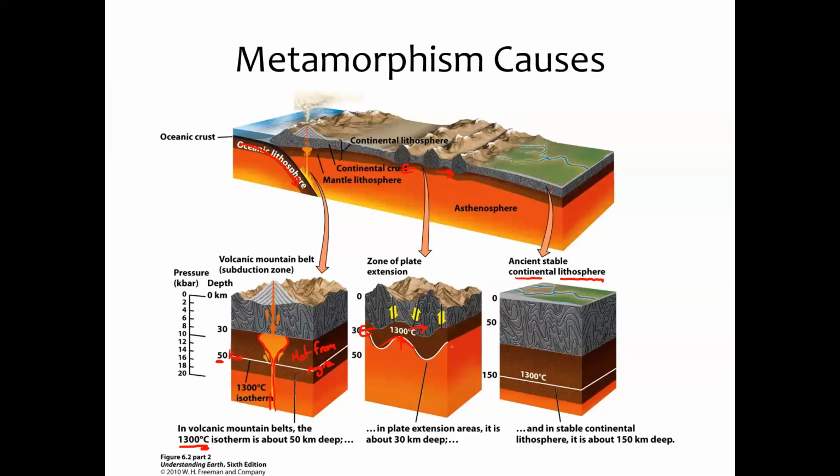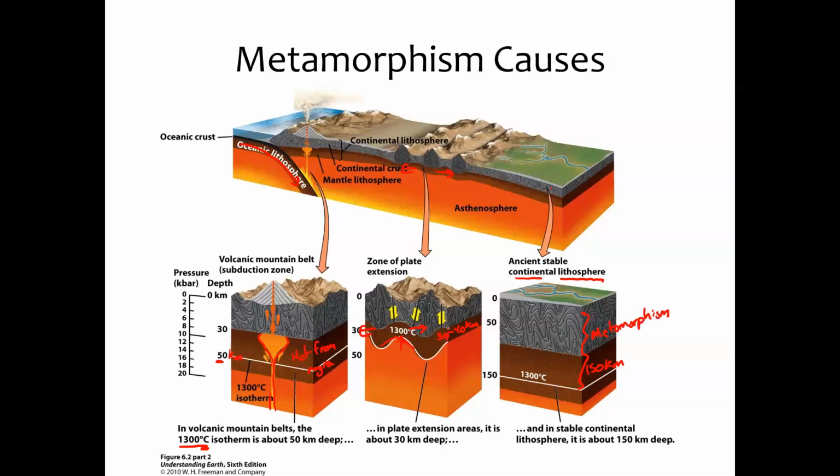In places where the plates are pulling apart, we hit it even shallower at like 30 to 40 kilometers. And in stable continental lithosphere, we don't hit it until we get to about 150 kilometers. Now, where is metamorphism going to happen? In these rocks, it starts somewhere below Earth's surface, right? Because right at Earth's surface, it's not hot enough.